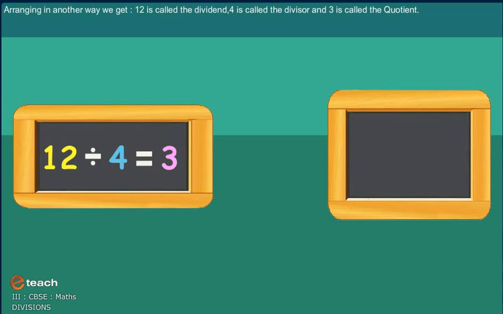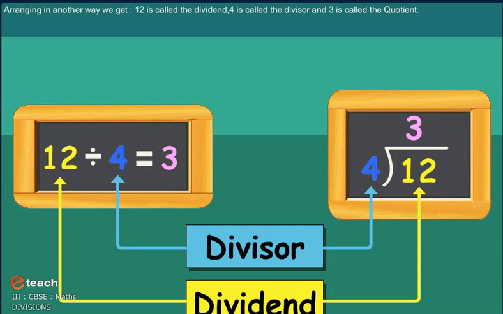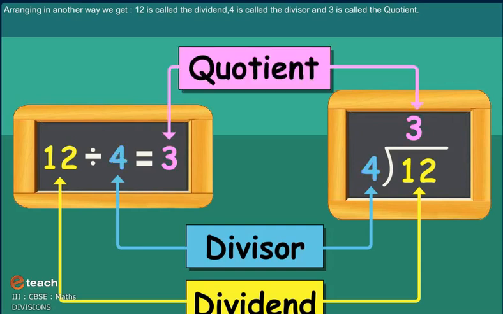Arranging in another way, we get: 12 is called the dividend. 4 is called the divisor. 3 is called the quotient.